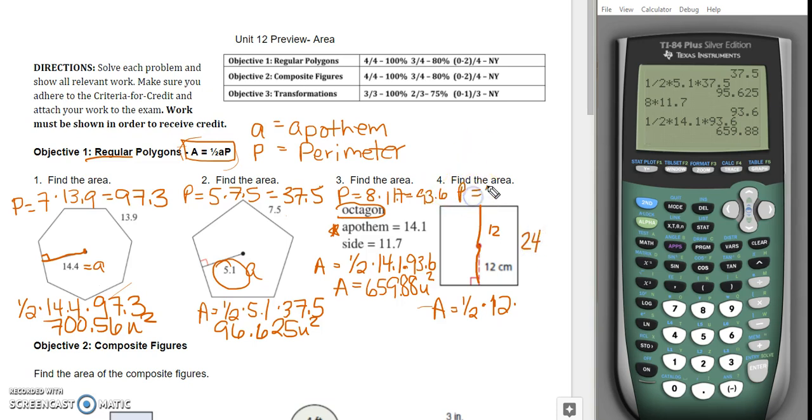So my perimeter is going to equal 4 sides at 24. That's going to equal 96, which means I put the perimeter down here for my formula. Going back to my calculator, I have 1/2 times 12 times 96, and I get 576 is my area. Units squared. Okay, so that takes care of objective 1. I'll be back momentarily with objective 2.